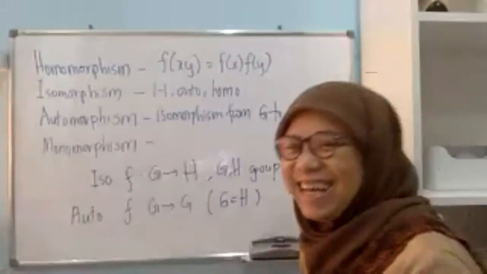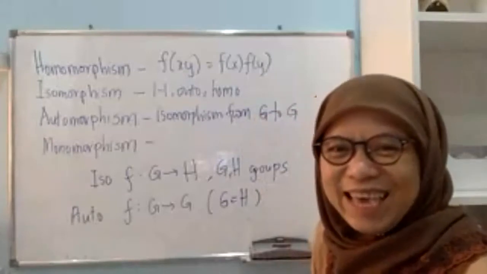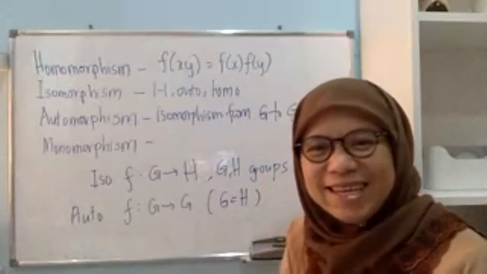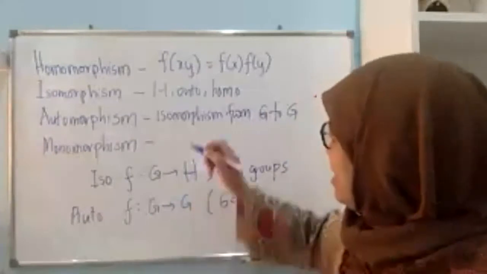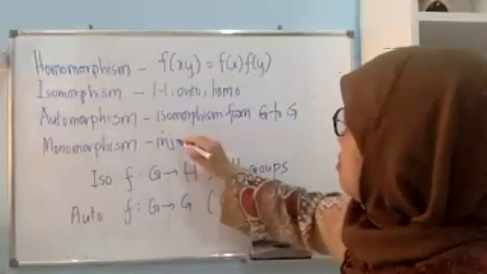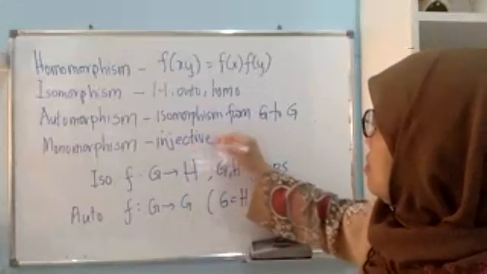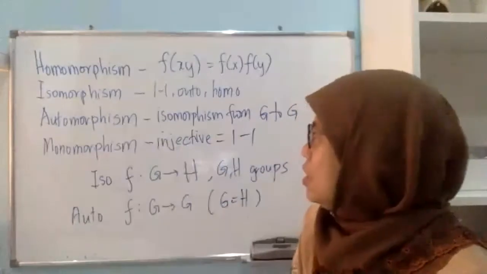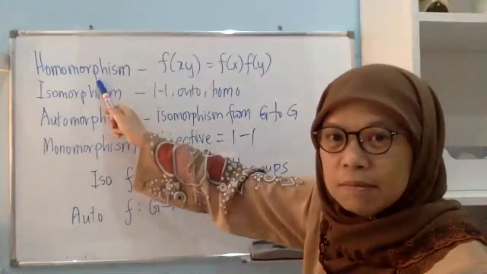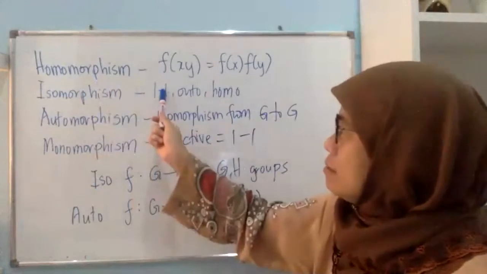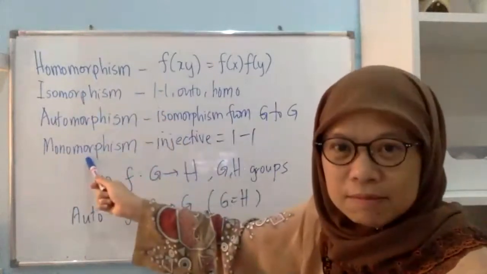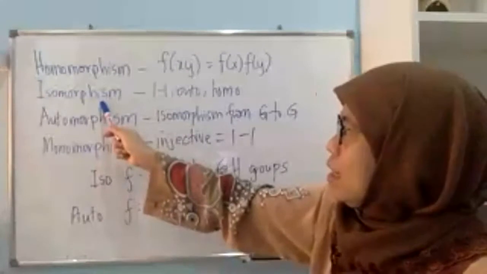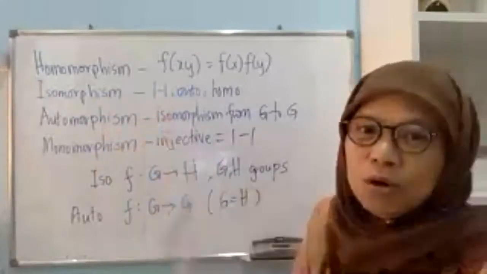Google says it is an injective homomorphism. What's that? Okay, anybody know what is injective? Injective means one-to-one. Okay, so if it is a homomorphism, and then it is one-to-one, it is a monomorphism. It is not an isomorphism because it might not be onto.